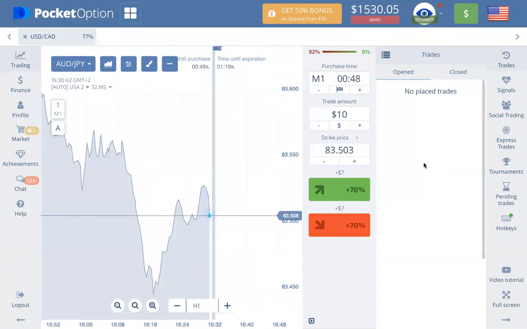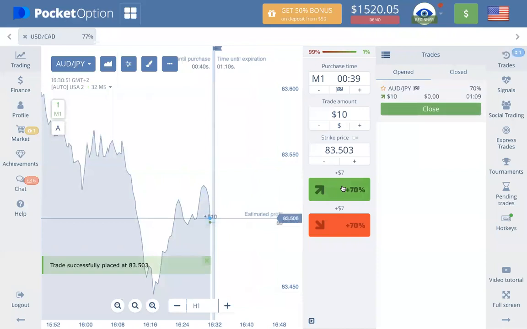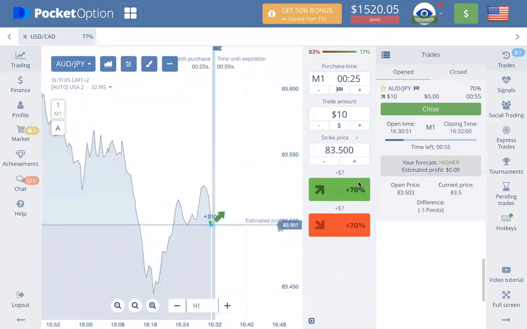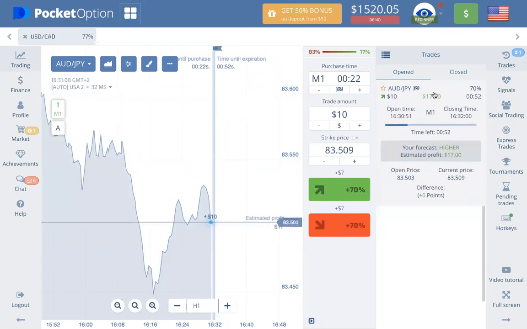And this is how the payouts work, guys. So let's just say the market is currently at 502, and I decide that I want to get in for a buy. As you can see, before I got into this trade, my account balance was at 1530. When you get into the trade, it takes the money that you put into the trade out. If this trade goes in my favor, not only am I going to get my $10 back, that's why you see $17 profit, but I'm also going to be making $7 on top of that.